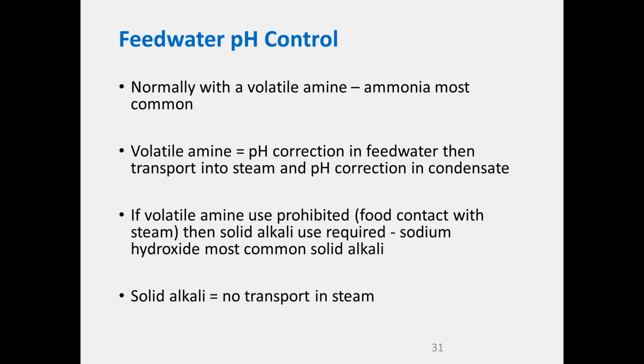If you can't use a volatile amine, so say you've got food contact with steam, where if there's any ammonia present in the steam, that impacts on your product quality, then you have to use what we call a solid alkali. We've got to use something that's not going to be volatile in the steam. And what we find is sodium hydroxide injected into the feed water is the most common solid alkali. So it'll give you a pH shift in the feed water, and then it will go into the boiler, and it stays in the boiler and doesn't transport into the steam. And that's what you want.